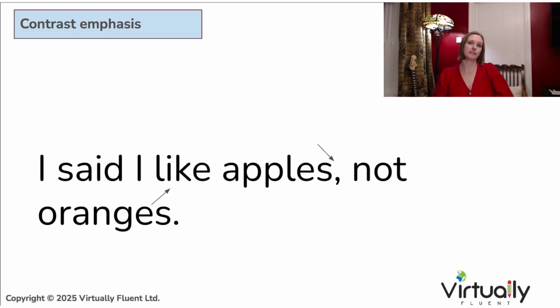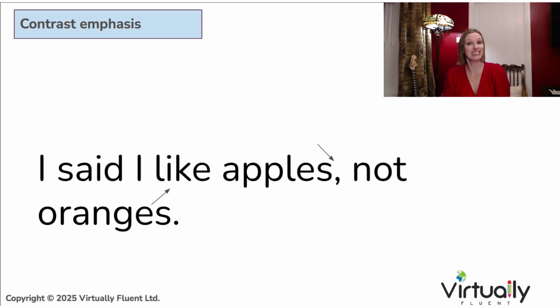So the last important feature is the contrast emphasis, and this has a full rising intonation where we go down and we go back up again. We want the intonation to fall on the part of the sentence that is correcting or highlighting key information, and then we want to rise at the end on the information that you have changed. For example, I said I like apples, not oranges.